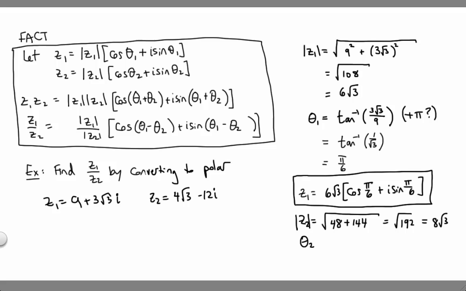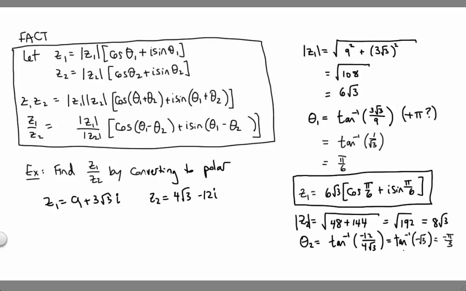And then if we think about the angle for z2, arctan of negative 12 over 4 root 3. Because the real part is positive, this vector is going to the right, so we don't need to correct the angle. So we could call that arctan of, let's simplify the fraction here, minus 3 over root 3. So let's just say minus root 3 would be the best way of writing that number there. So that gives us an angle of minus pi over 3.